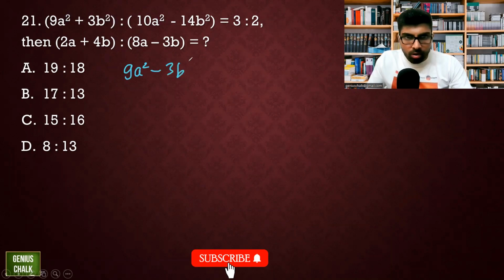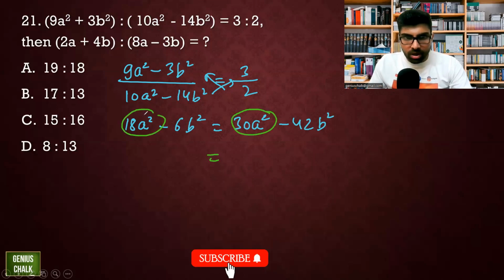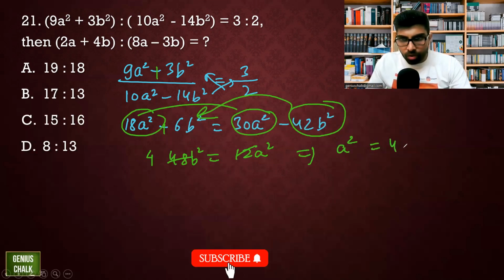9a square minus 3b square by 10a square minus 14b square, that is equal to 3 by 2. So multiplying it, it is 18a square minus 6b square. This is 30a square minus 42b square. Right. Now this is 30a square, this is 18a square. If this goes this side, it will be 30 minus 18, so I can write 12a square. This is 42, minus goes this side. This is already plus, so this is also plus. So 42 plus 6 becomes 48. So 12 4s are 48. I can write a square is equal to 4b square.